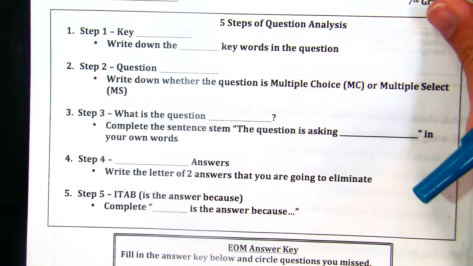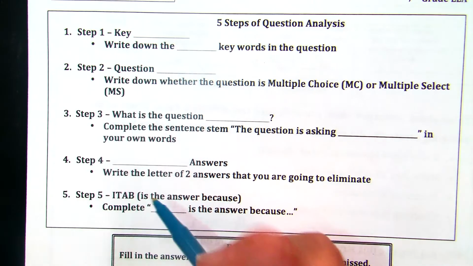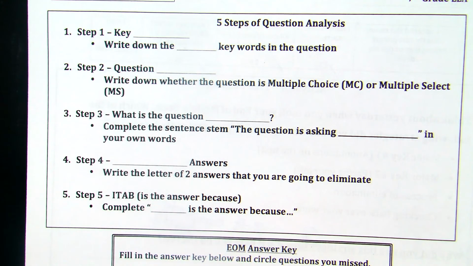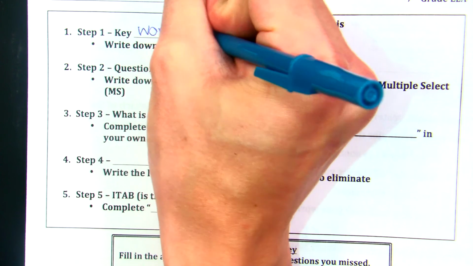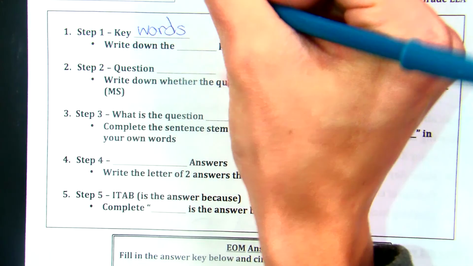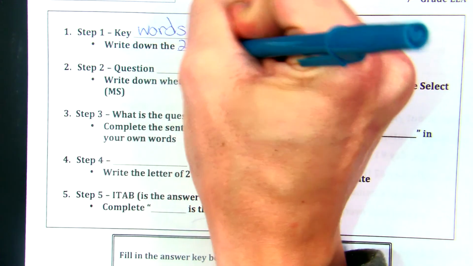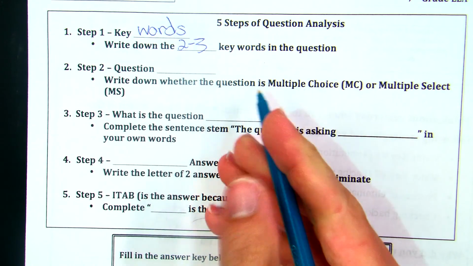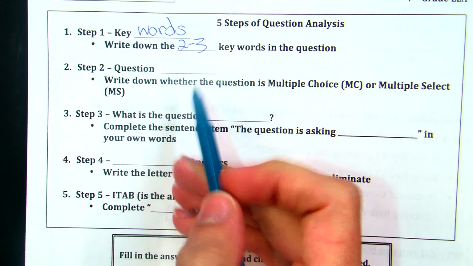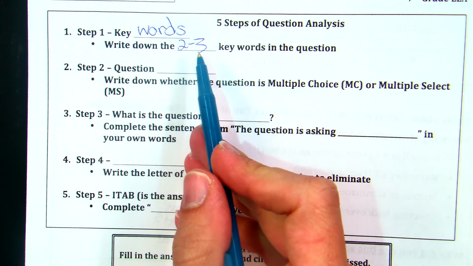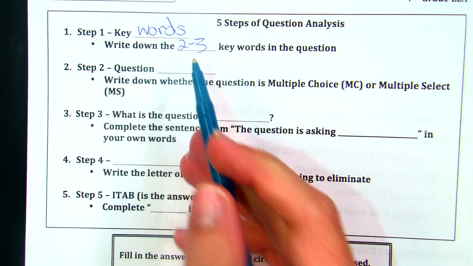Some of you might already remember this. This should be familiar by this point. But the quick 5 steps of question analysis that we've done before. Step 1, the first thing you're going to do when you get to the practice part today is identify the key, write down the 2 to 3 keywords in the question. Words like analyze, words like theme, words like best. Those keywords that stick out to you that really help you know what the question's asking.